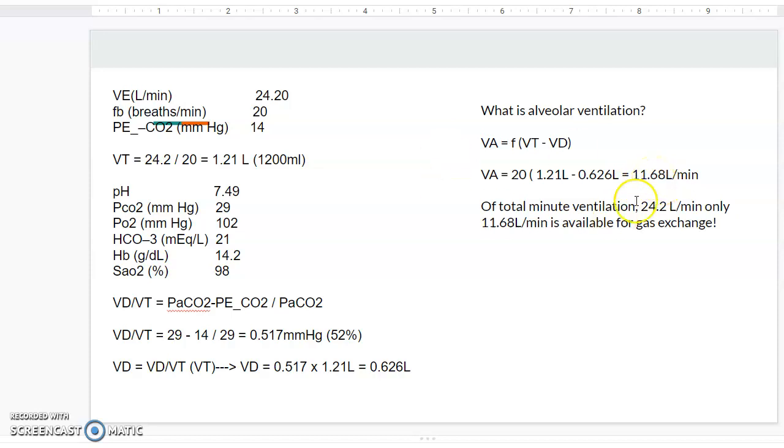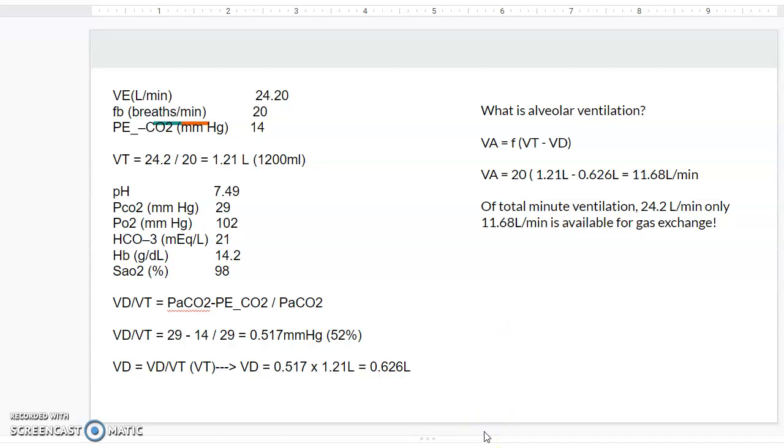So what does that mean? We've got all these numbers now. Let's look at what it really means. Our total ventilation was 24.2. That's our total minute ventilation, how much air he's moving in and out of his body in a minute. Of that 24.2, only 11.68 is actually involved in gas exchange. So nearly half of his total minute ventilation is being used for gas exchange. That is ridiculous. That is way low.